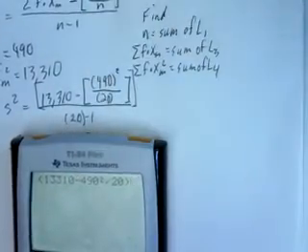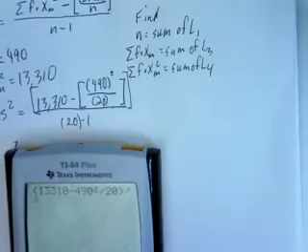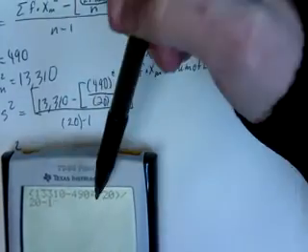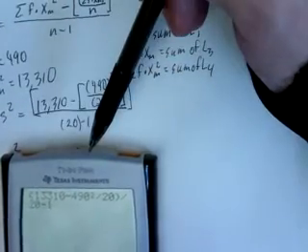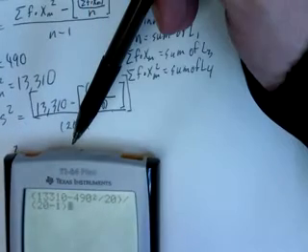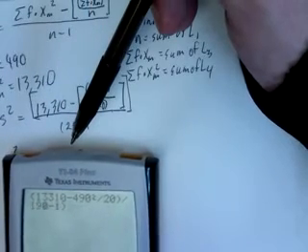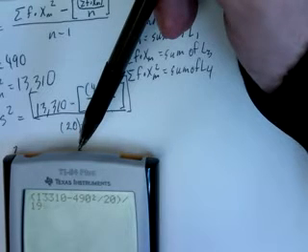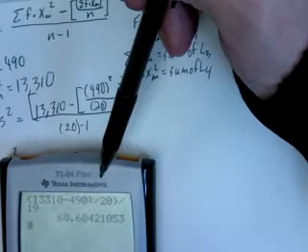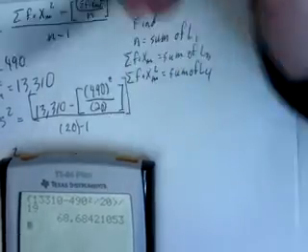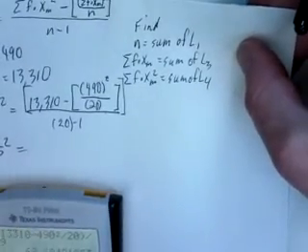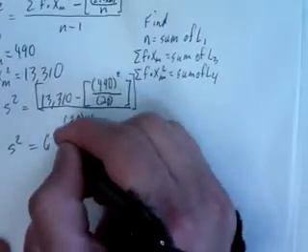So let's find n, which is the sum of L1. Let's find the summation of the frequencies times class midpoint, which is the sum of L3, and we need to find the sum of the frequencies times the square of the class midpoint, and that's the sum of L4.